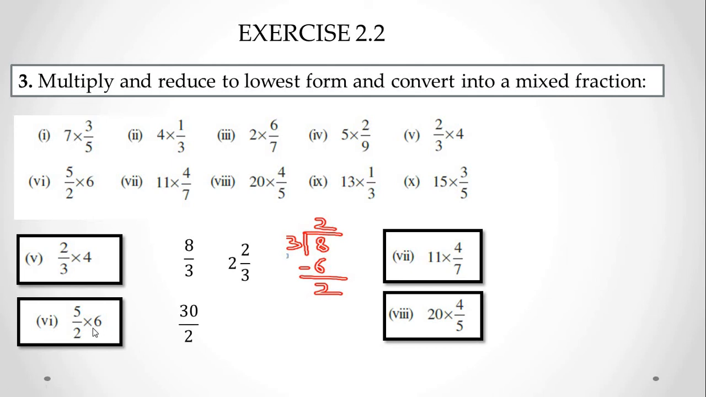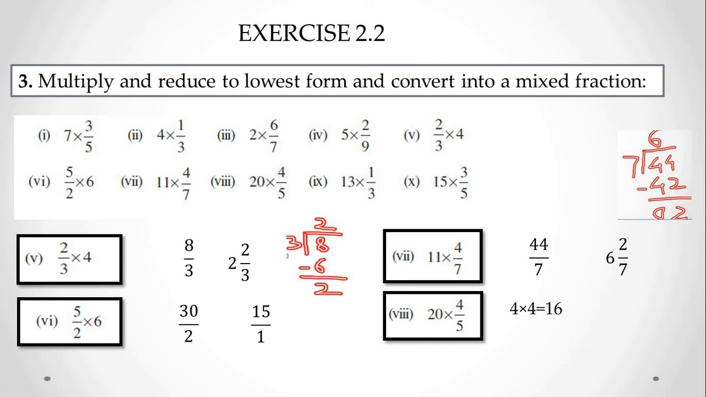Next one is 5 into 6 is 30. 30 upon 2. So 30 divided by 2 is 15. 15 upon 1 is nothing but 15. Now here the answer is 11 into 4 is 44 upon 7. So divide 44 by 7. 7 into 6 is 42. The remainder will be 2. So your answer is 6 2 upon 7.